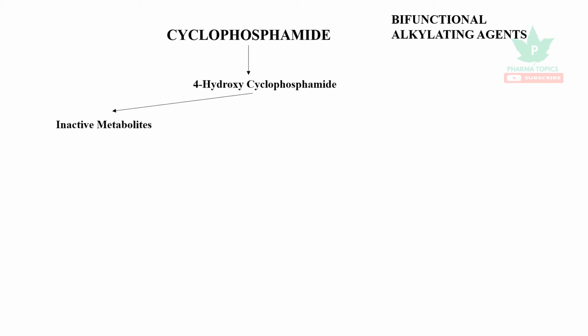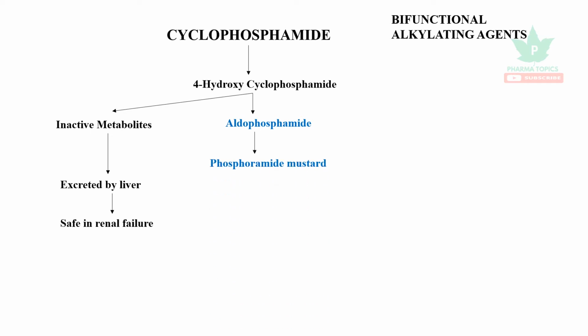So first let us see about bifunctional alkylating agents. The important drug is cyclophosphamide. Actually, cyclophosphamide is converted to 4-hydroxy cyclophosphamide. It may be converted to inactive metabolites and get eliminated by the kidneys after metabolism in the liver. The active metabolite is aldophosphamide, as 4-hydroxy cyclophosphamide is converted to aldophosphamide. That is a phosphoramide mustard that does the alkylation, that exerts the anti-cancer effect.